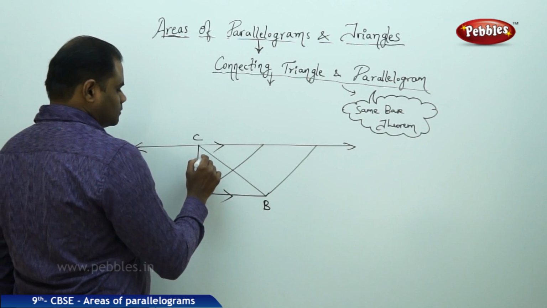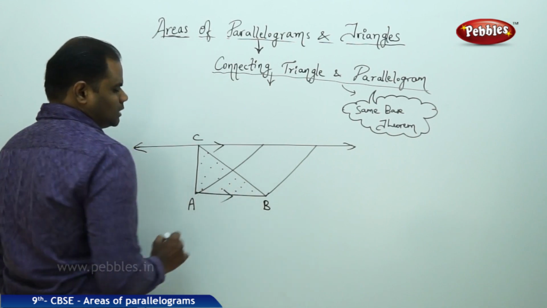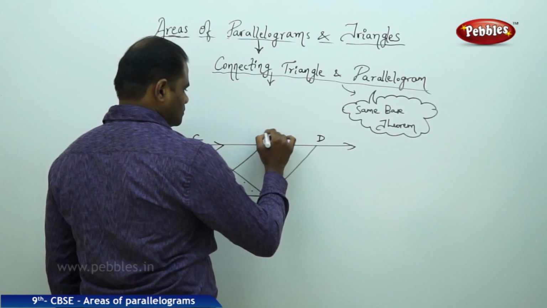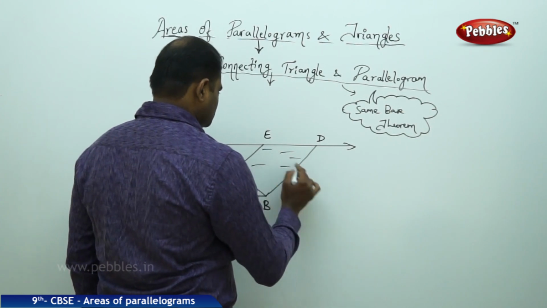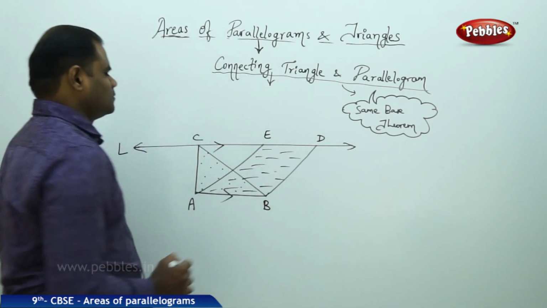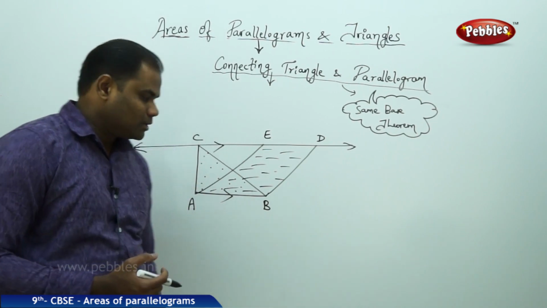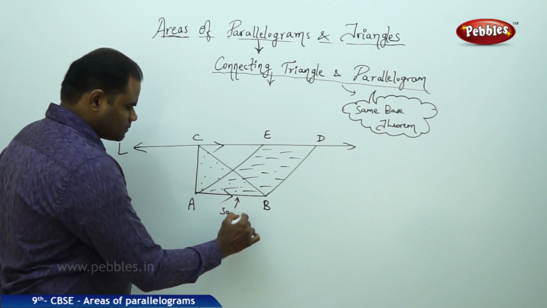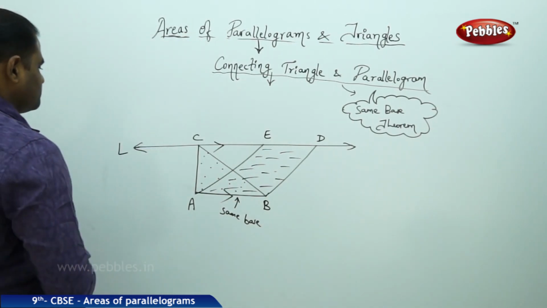ABC is the triangle and ABDE is a parallelogram. So here I have a parallelogram. So ABC is a triangle and ABDE is a parallelogram. So they are, of course, found to be on the same base and between the same parallels L and AB.